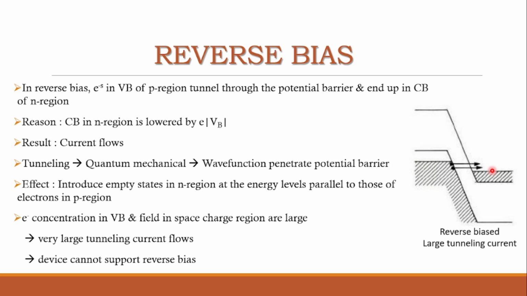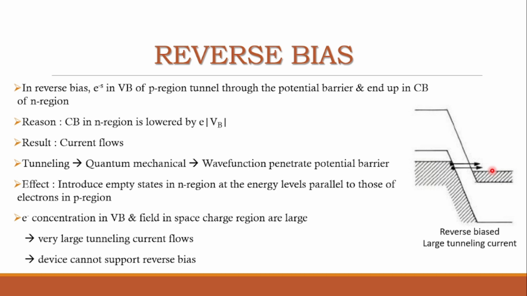So the conclusion is, tunneling is observed in reverse bias condition, but for its working it has to be in forward bias, not reverse bias. This effect is not favorable. So in reverse bias, tunneling is there. Tunneling is responsible for large tunneling current. If tunneling current is large in reverse bias, we observe the breakdown. So if it is going to break down, then the device is not useful for application.